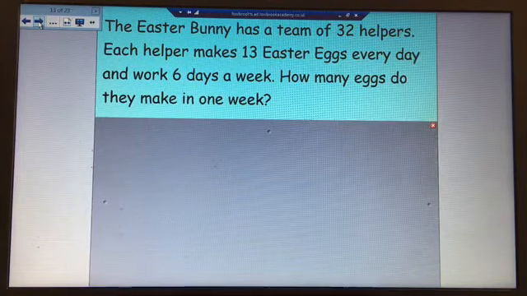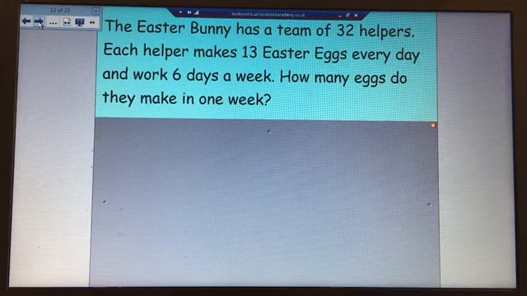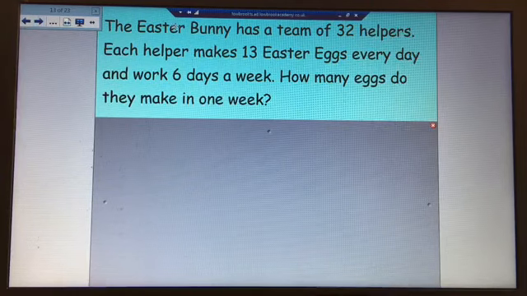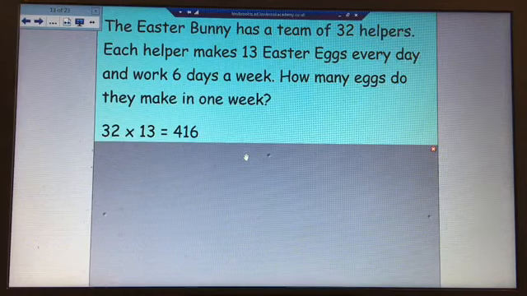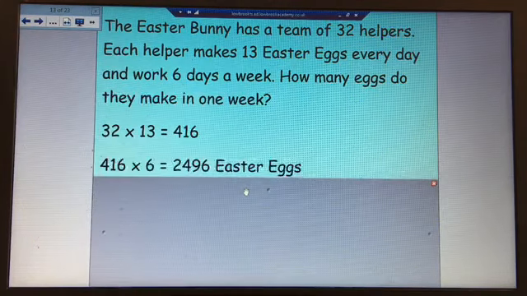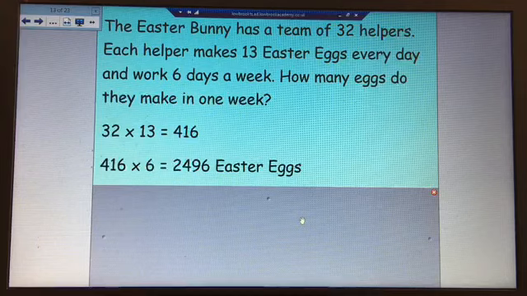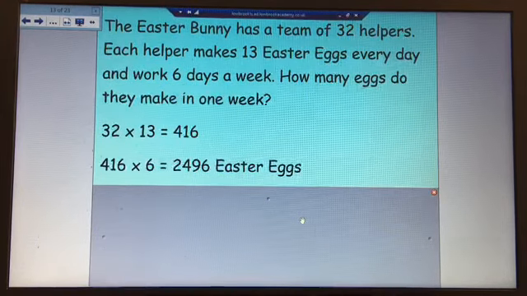Okay, next question. The Easter Bunny has a team of 32 helpers. Each helper makes 13 eggs every day and works 6 days a week. How many eggs do they make in 1 week? So press pause if you want to do it on your own. If not, you should have worked out that you do 32 times 13 to work out how many eggs are made in 1 day. And you have to multiply that by 6 because they work 6 days in 1 week, which makes 2,496 Easter eggs.